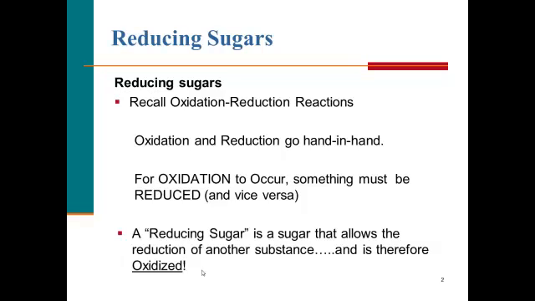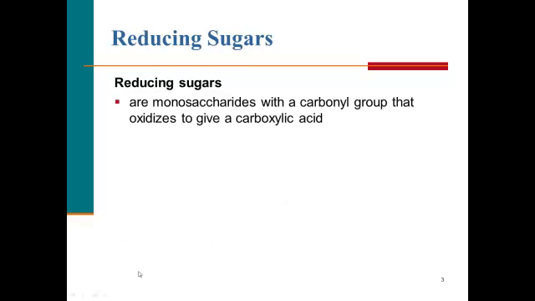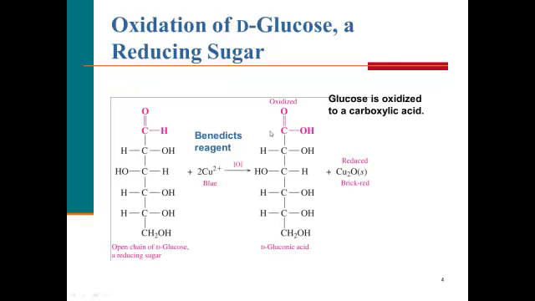Now we'll talk about this in detail, but don't let the terminology frustrate you too much. A reducing sugar is reducing another substance. And if another substance is being reduced, then something has to be oxidized. And the sugar itself is what is oxidized. So reducing sugars are monosaccharides that contain a carbonyl group. Remember, the carbonyl group is C double bond O, that oxidizes to give a carboxylic acid. So we're going to look at that on this slide.